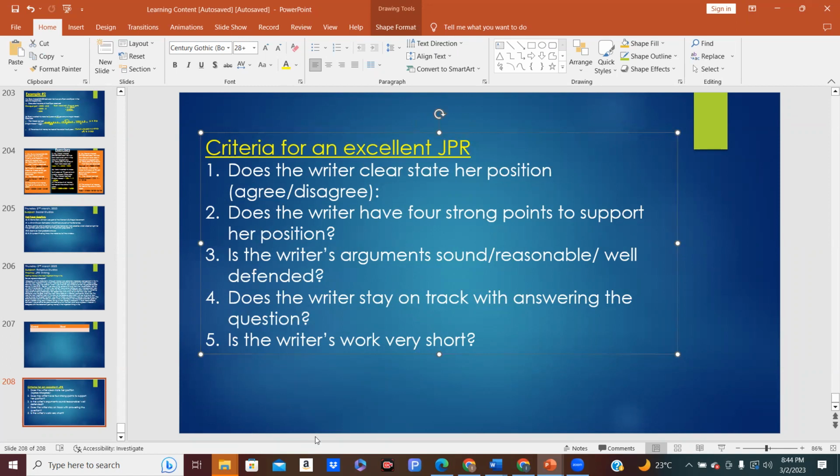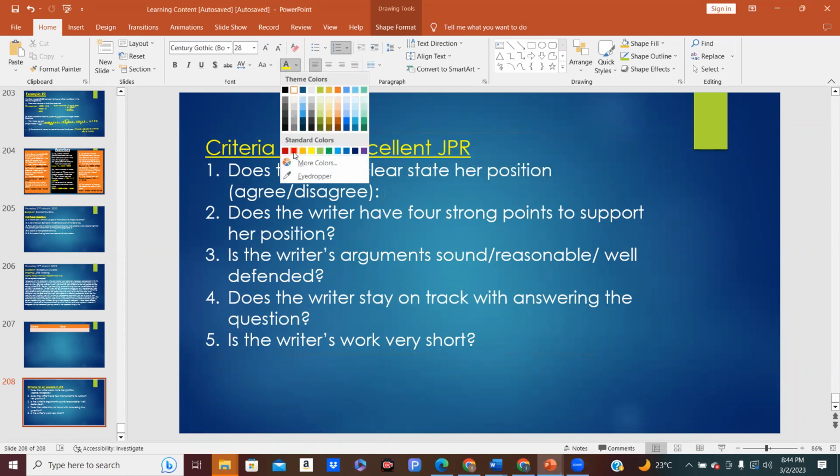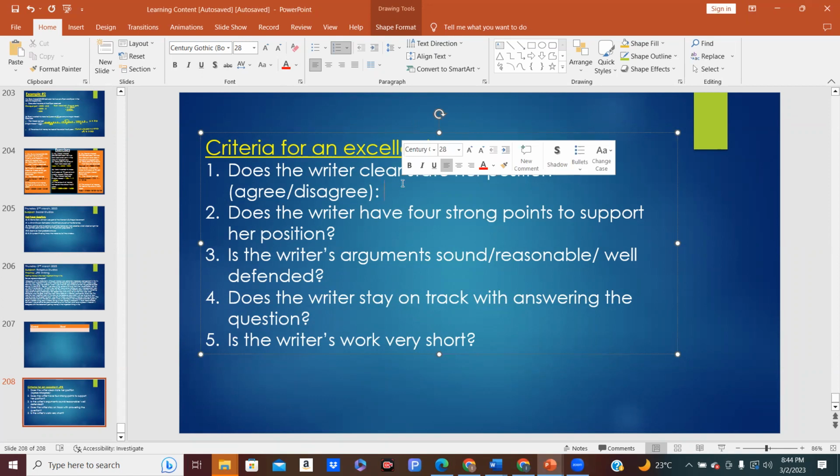Do we see that for Lanaya's work? Does she clearly state a position? Yes or no? Come on, don't be shy, quickly. We don't have all day on this. Does she clearly state a position?